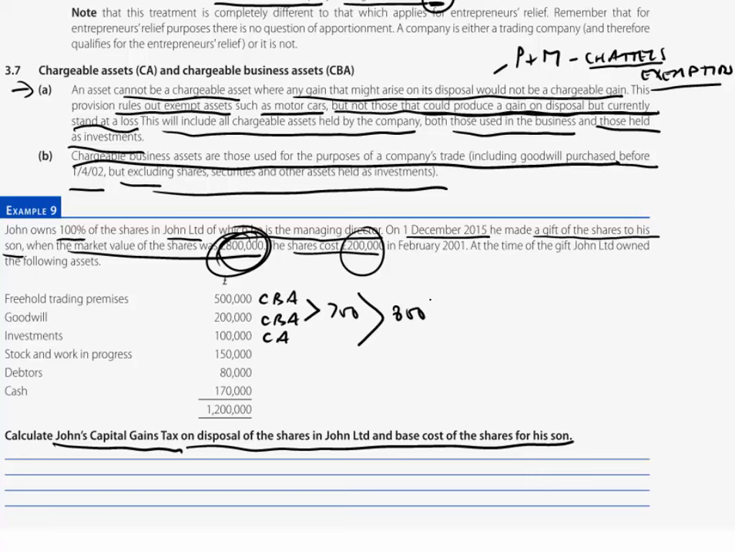Will John here be eligible on that gain for entrepreneurs' relief? Yes, he will. Again, he owns at least 5%, he's an employee of the company, and has been so for way more than just the required 12 months, so entrepreneurs' relief would be available. To deal with the son's base cost, the base cost would have been the market value of 800, but that now is reduced by the deferred gain, i.e. the gift relief. That was the gain multiplied by CBA over CA.